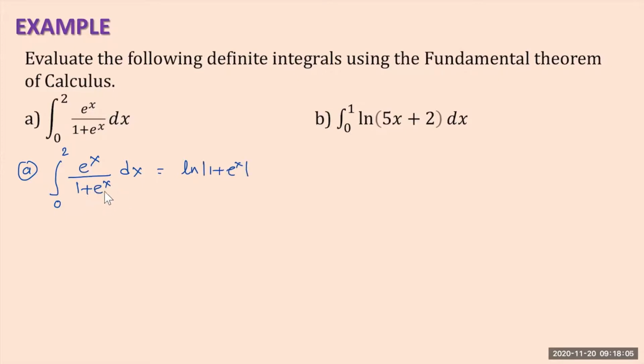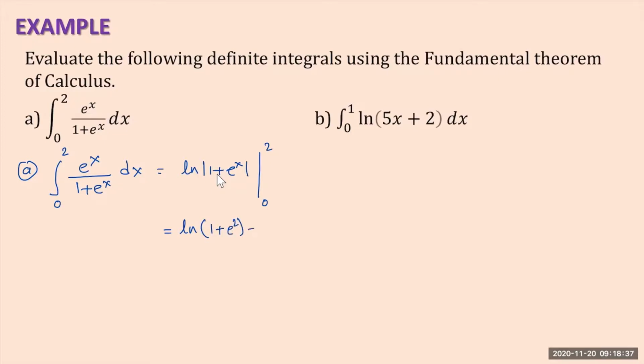Since the derivative of the denominator is in the numerator, the value of the integral is the natural log of the absolute value of the denominator, evaluated between 0 and 2 in this case. Now, if we plug in the upper limit 2, it will be the natural log of 1 plus e to the x, which is always positive, so I don't need to write that absolute value over and over again. If you plug in 2, it will be 1 plus e squared.